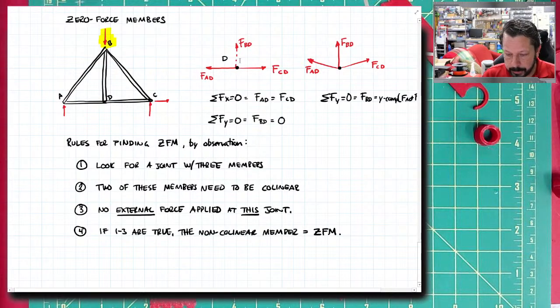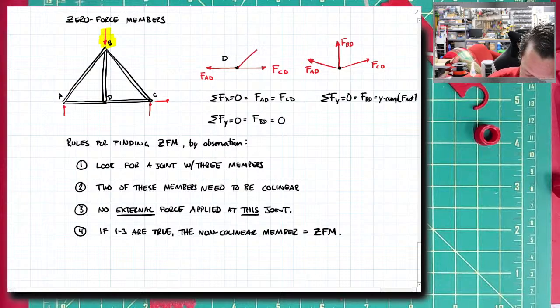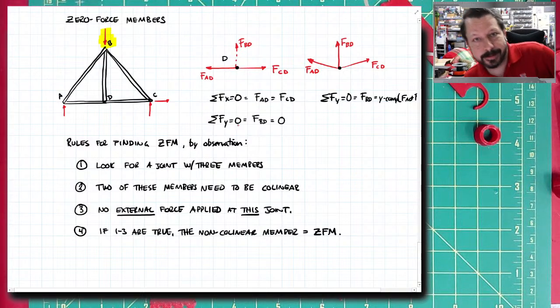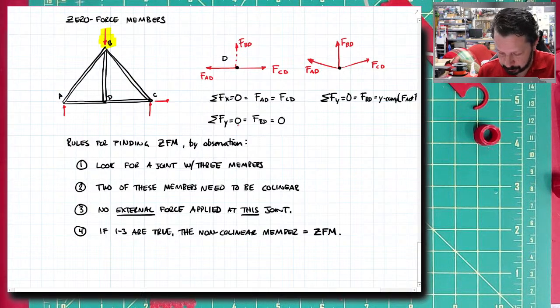Because, if we had done BD instead of this way, when we go to do the Y component, it's still the only thing that has a Y component. So there's no way to balance its Y component, no matter what angle it's at. So just because it may not be perpendicular doesn't mean that it's not a 0 force member. Okay?